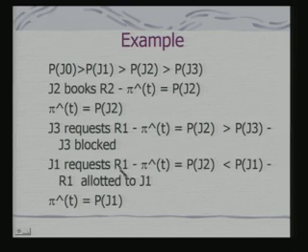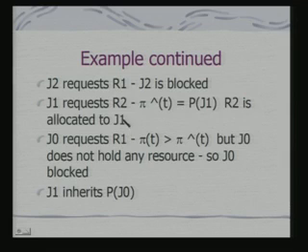Now, J1 requests R1. Now, π̂(t) is that of J2, which is less than the priority of J1. So, R1 should be allocated to J1, and now the priority ceiling becomes that of process J1. So, J2 now requests R1, okay, but J2 will be blocked because currently its priority is less than the priority ceiling. And J1 requests R2. So, π̂(t) is equal to the priority of J1.